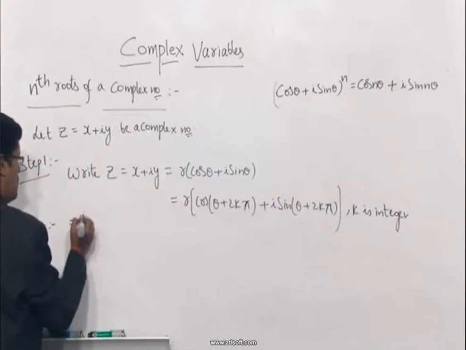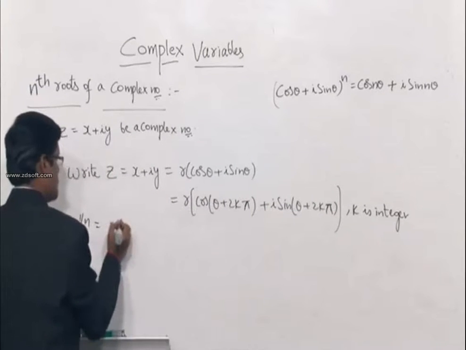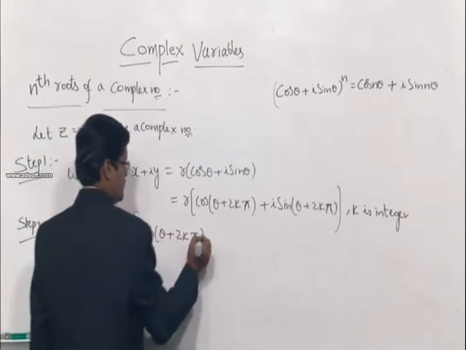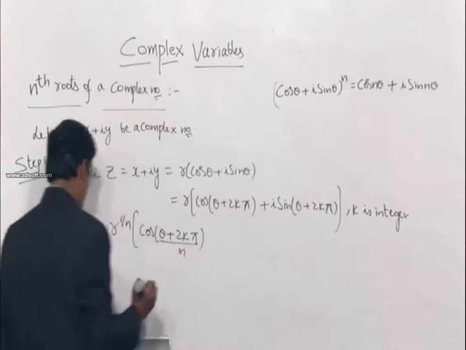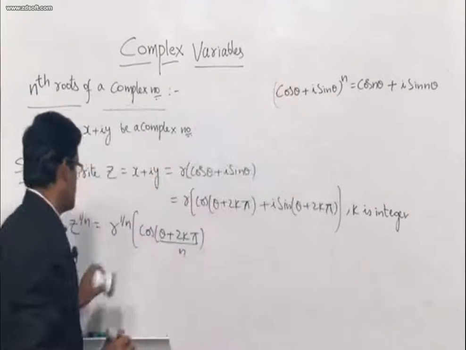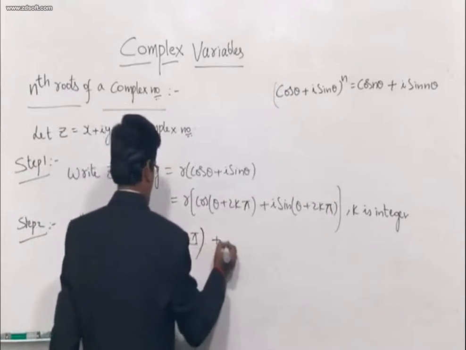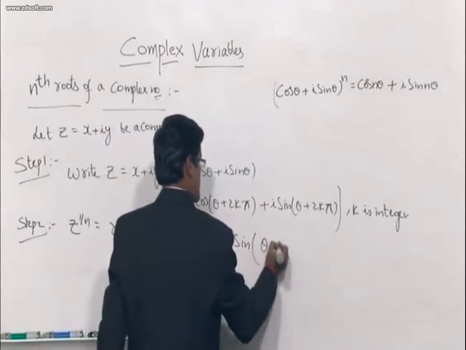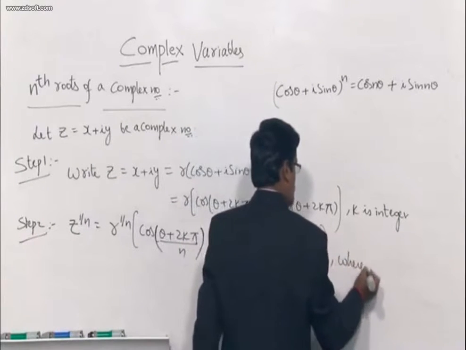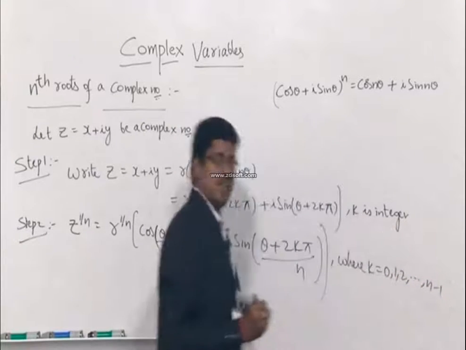Z power 1 by n. On both sides of step 1, raise to 1 over n. This becomes r power 1 by n into cos of theta plus 2k pi divided by n. Why? Before that I have given, using this formula, the power multiplies the angle. So this is plus i sin of theta plus 2k pi by n. Here remember, k values start with 0 and end with 1 less than the given n, that is n minus 1.